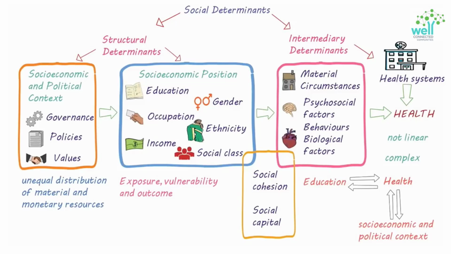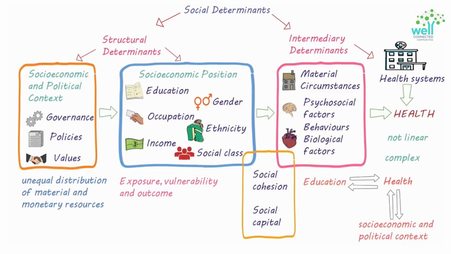Intermediary determinants include one's material circumstances and biological factors like genetics. Psychosocial factors are factors involving both psychological and social aspects, or social conditions relating to mental health. Psychosocial health refers to one's mental, emotional, social, and spiritual health. Health systems also come into play to impact health.